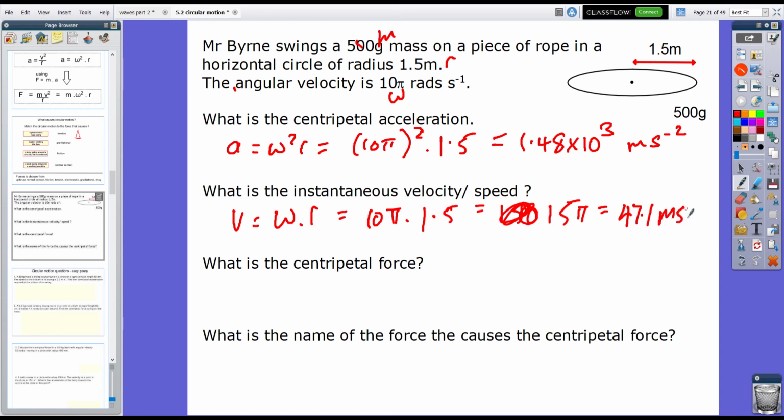meters per second. What's the centripetal force? Well, we can do F equals ma, which equals m omega squared r. I'm not going to calculate omega squared r again because I've already done it. If that's the centripetal acceleration, then I'm really just multiplying that by 0.5. So 1.48 times 0.5 is 0.74.